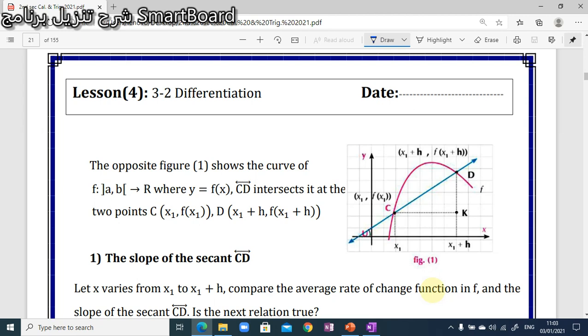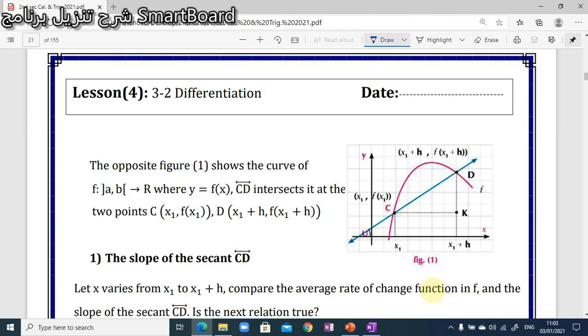In the opposite figure, you have the x-axis and y-axis and the curve f of x. And x is changed from x1 to x1 plus h. So you have 2 points: at x equal x1, point C, which will be x1 and f of x1, and the second point D on the curve, which will be x1 plus h and f of x1 plus h.